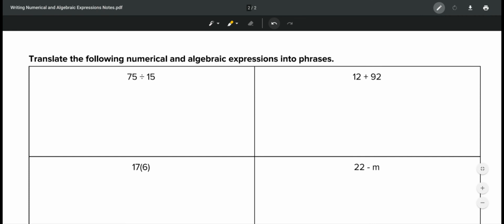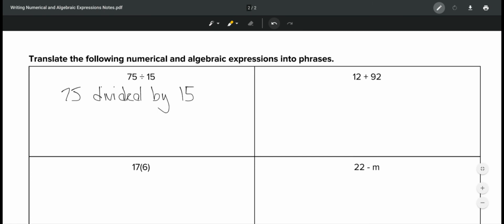For example, that first one there. If I were to read that out loud, I would say 75 divided by 15. I can literally write that as my sentence. 75 divided by 15. That can be it. I could have gotten a little bit fancier if I wanted to, and I could have said the quotient of 75 and 15. I could have said 75 split into 15 groups, things like that. So you have more options, but reading them out loud usually gives you a pretty good clue as to what is an option for something to write.